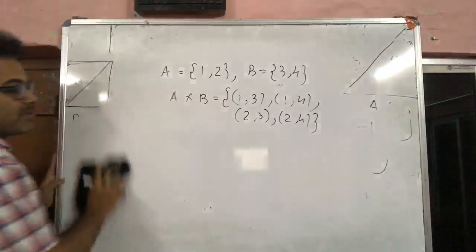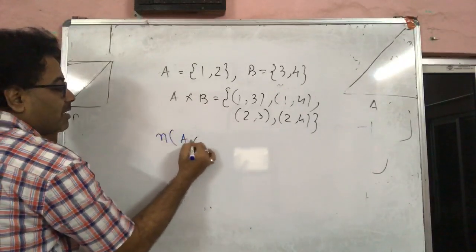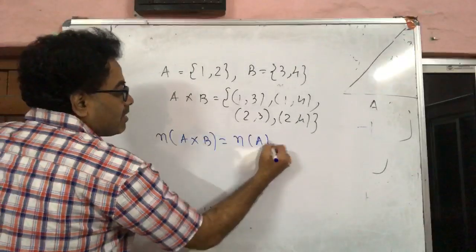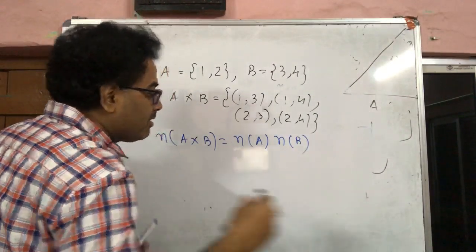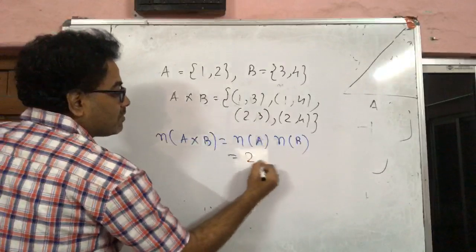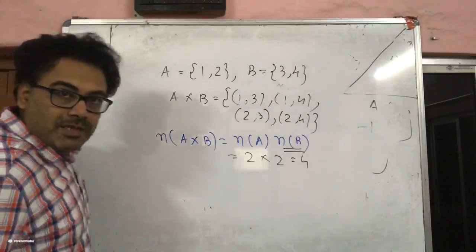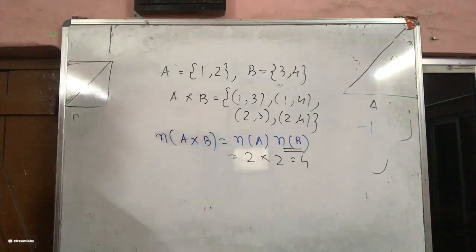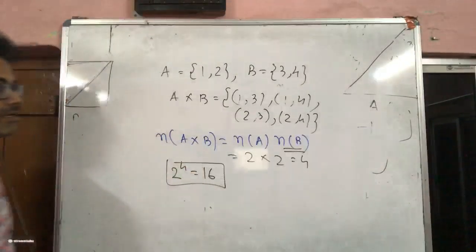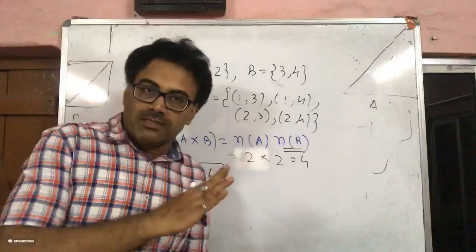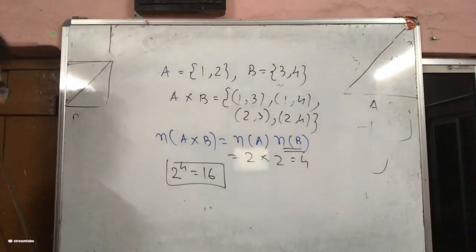The number of subsets in A cross B, now using the formula: n of A cross B is equal to n(A) into n(B), I told you earlier. So number of elements in A is 2, number of elements in B is 2, total 4. The number of subsets of A cross B is 2 to the power 4, 16. Simple. A cross B তে কটা আছে? চারটে. The number of subsets formula is 2 to the power n. Okay.